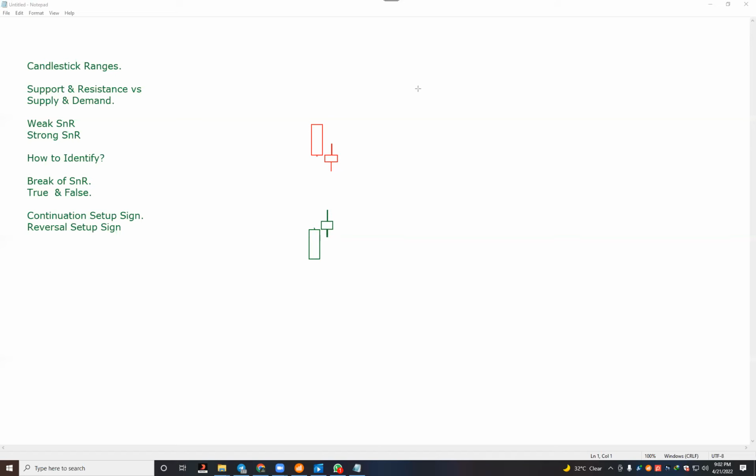And then another point. First, a weak candle appears, and then a strong candle appears. Now there are two setups. Number one, a strong candle, then a weak candle. Number two, a weak candle, then a strong candle.